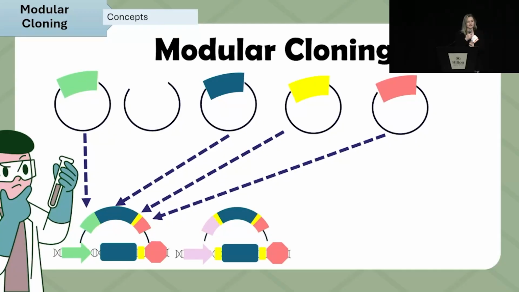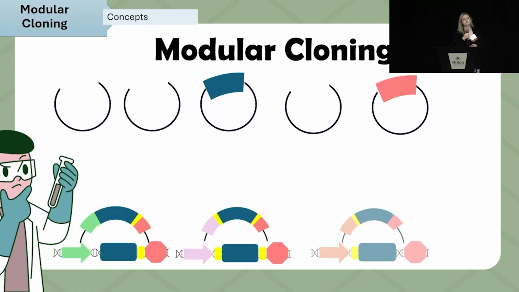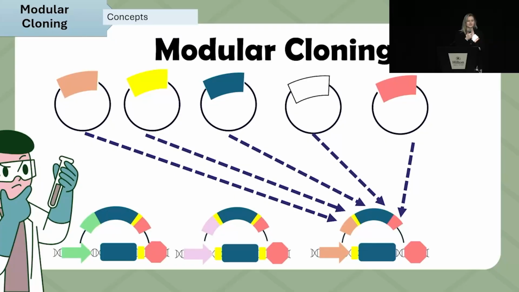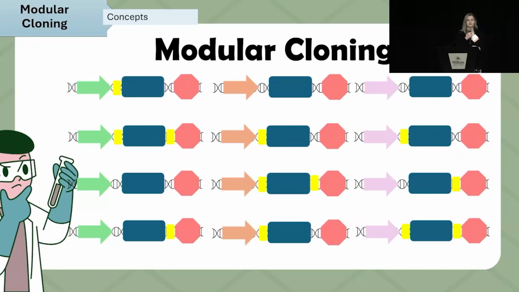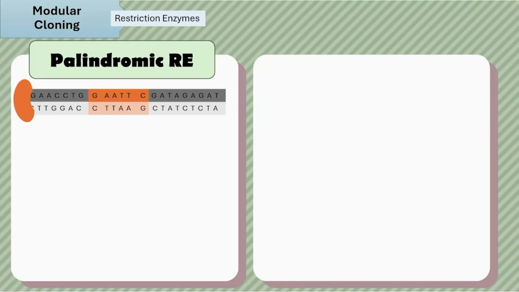Now you'll notice there's a little bit of a blank here. That is what we would call a bridge, a linker, or a dummy. Each element has to have a plasmid there, but if you don't need to insert an element, then you can just use a dummy. And so on and so forth until you are satisfied with all combinations. And you could make this many plasmids in the 2 to 4 week time period.